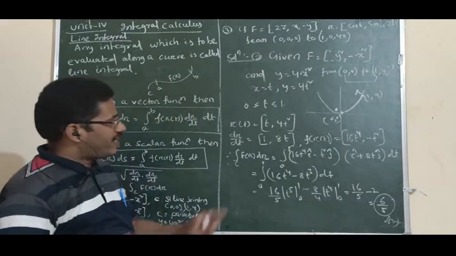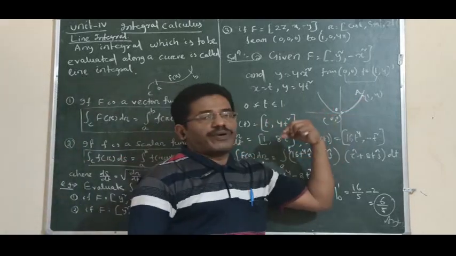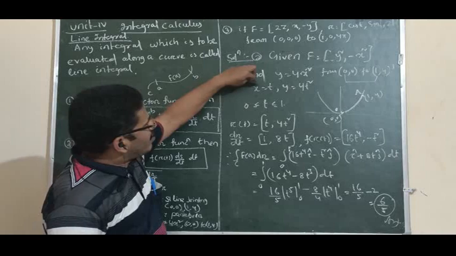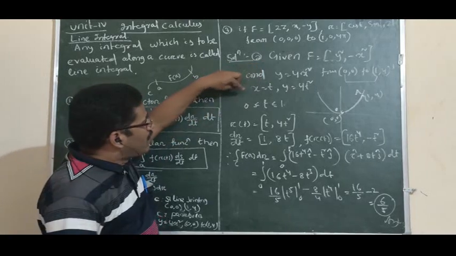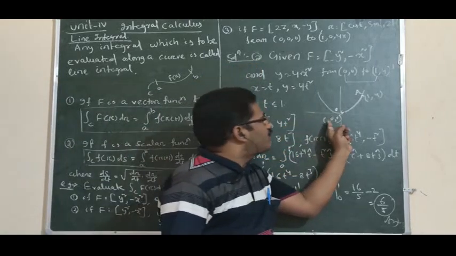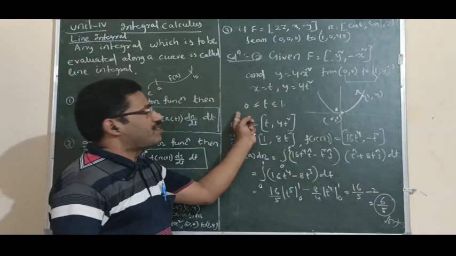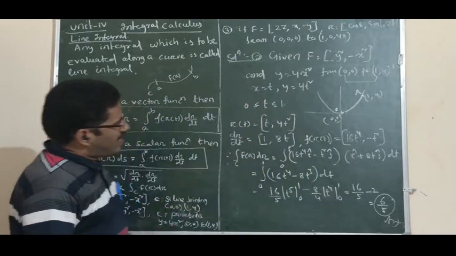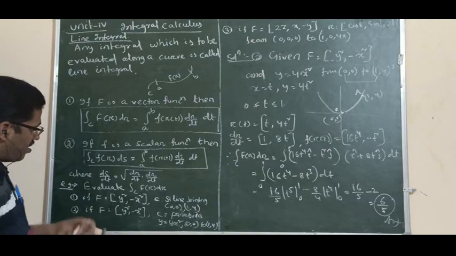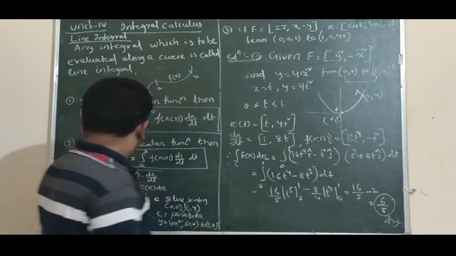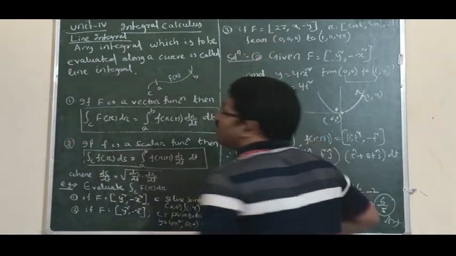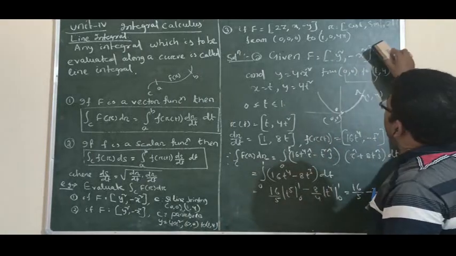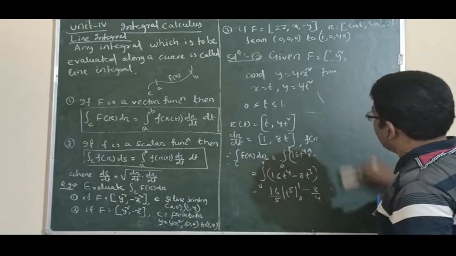Here the most important thing is how to find the limit points, because here we got x equal to t, since it is a parametric form. So when x is moving from 0 to 1, t is also moving from 0 to 1. This is the second question answer. Now we will solve the third one. It is another important one. We will discuss the third one also.